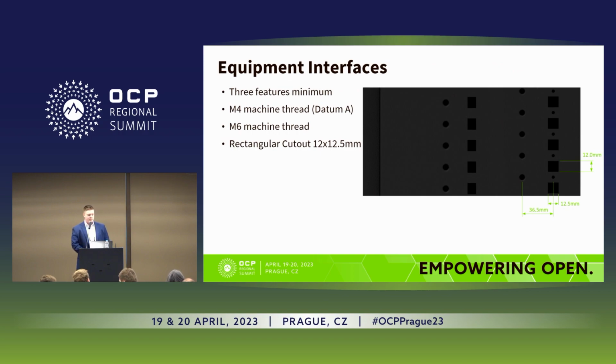So in terms of the equipment interfaces, there's only 3 interfaces that are specified. You've got an M4 machine thread, and then a set of rectangles, essentially 12 by 12.5, with the center line of those going up the M4s. And then 36.5mm further back from there is M6 machine thread. So the idea is for the squares, you can use it for toolless equipment engagement, and then obviously the fastening positions, we can more semi-permanently fix equipment into the racks.